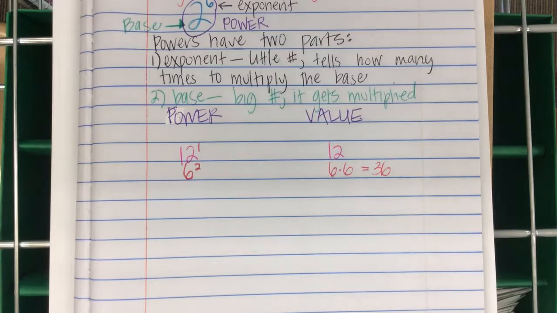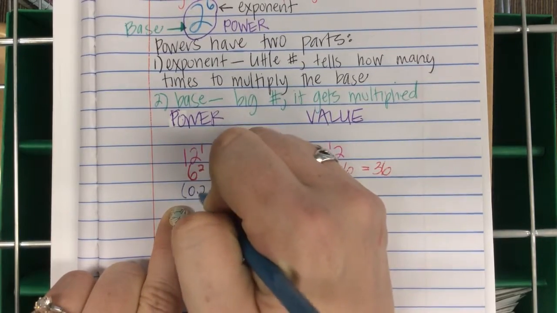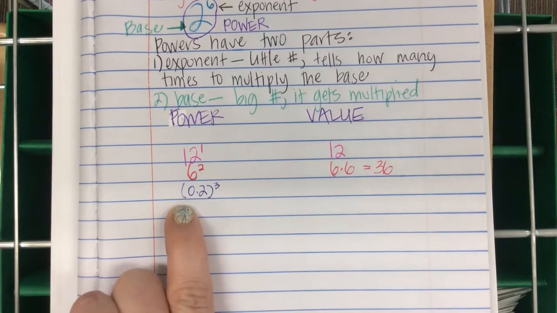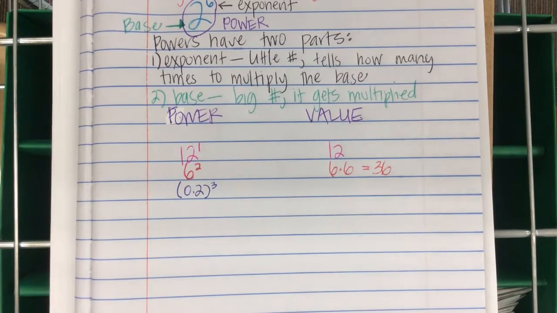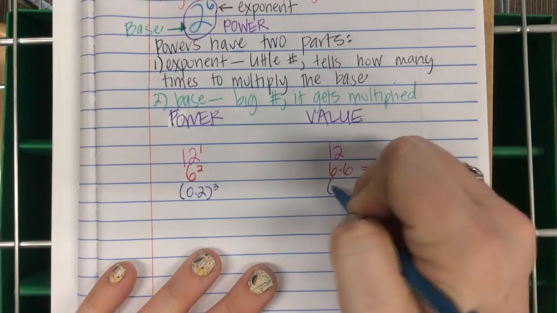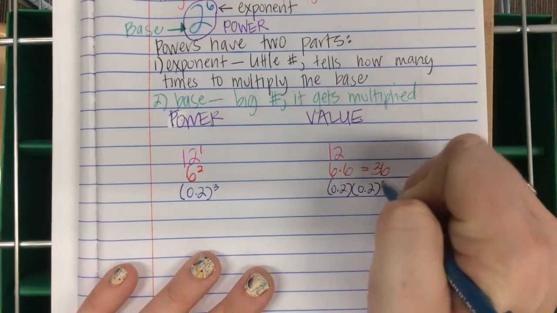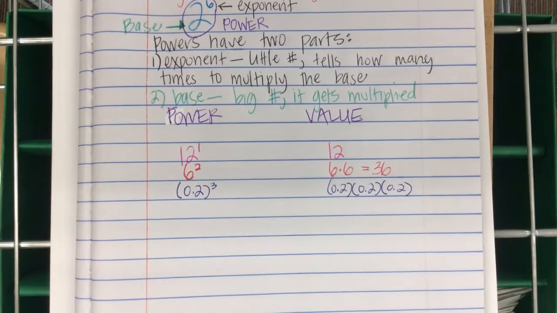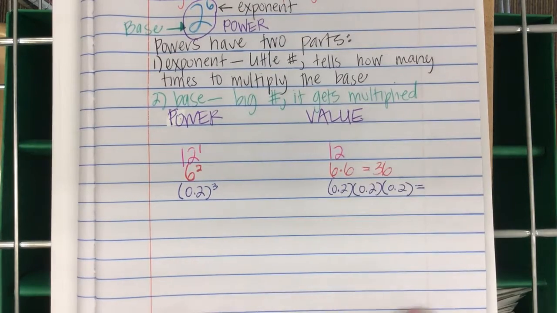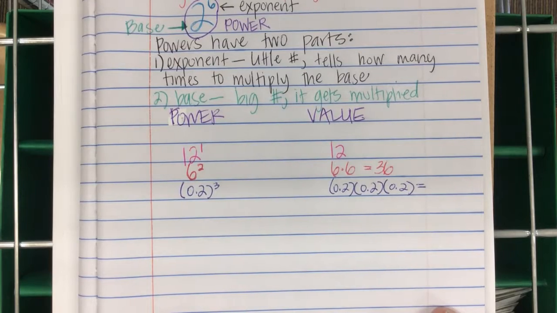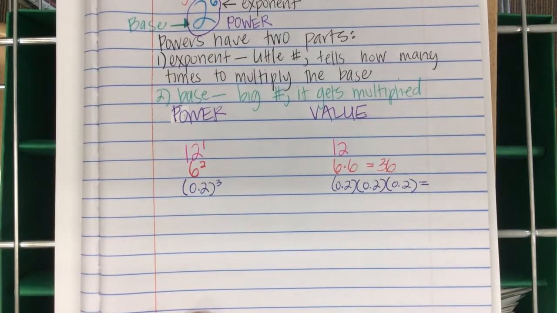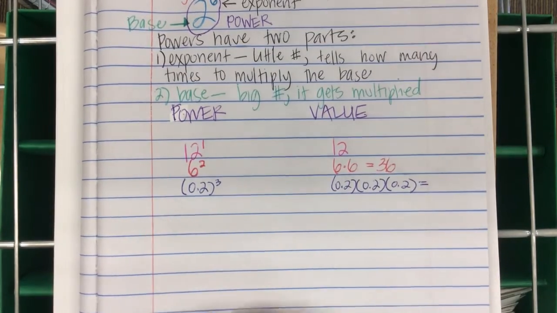Guess what? It works for decimals too. 0.2 to the third power. What does that mean, Arlene? It means 0.2, 3 times, cubed, right? The 3 is cubed. And 0.2 times 0.2 times 0.2. A power of 3 is easy enough to do just in your calculator, right? 0.2 times 0.2 times 0.2 is, Selden?